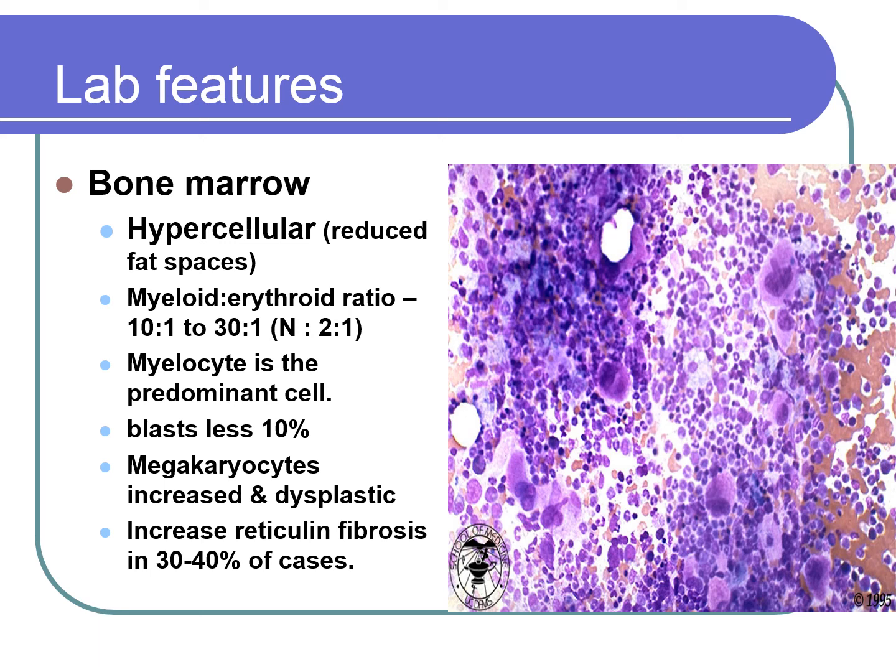If we have a suspected case of chronic myeloid leukemia, we have to investigate further by doing a bone marrow examination. Usually the bone marrow is hypercellular. The myeloid to erythroid ratio is very high. The normal is 2:1, and this increases up to 30:1. The myelocyte is the predominant cell. The blast cells are less than 10%. The megakaryocytes are increased and dysplastic, and we can see an increase in reticular fibrosis in 30 to 40% of cases.